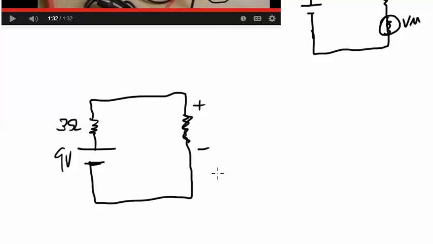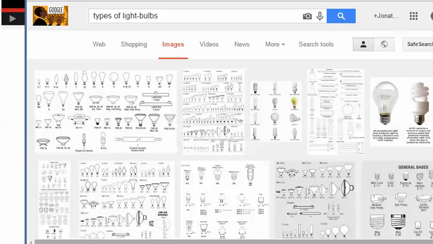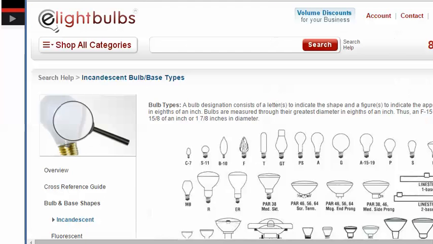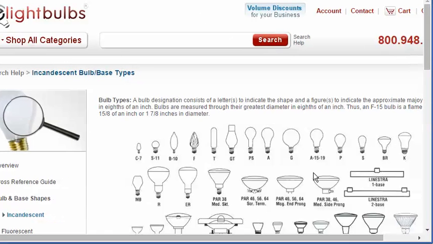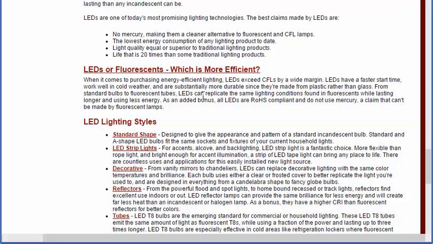I can't do it now, but sometime later maybe we can find out the internal resistance of the light bulbs. So a Google search for types of light bulbs gives me something that looks like this. The type of light bulb we were using in class, I believe, was an incandescent bulb, and I think it might have been one of these S11s. Looks like there's basically 3 different types of light bulbs: LEDs, CFLs, and incandescents.